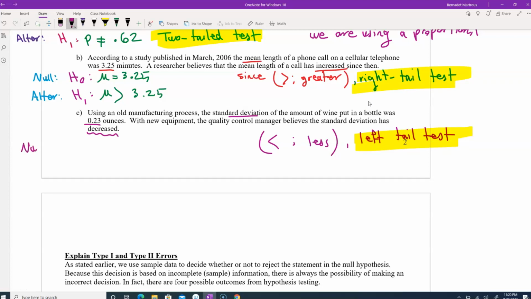Now null, alternative. Here we have standard deviation, and that is equal to 0.23, and for this one we have less than 0.23.